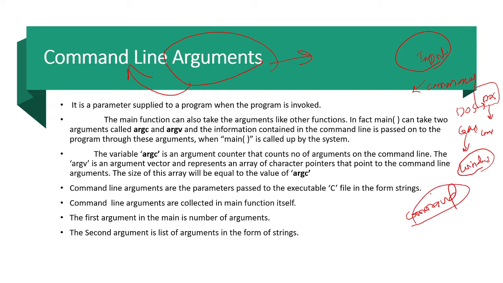So here, if you want to provide the input in command mode, then we use the command line arguments. There are two arguments: one is the argument counter and the other is the argument vector. The argument counter is used to count the number of arguments passed at the command line, and the argument vector is a pointer kind of array. So the memory can be allocated dynamically. I will clarify what is dynamic and what is static.